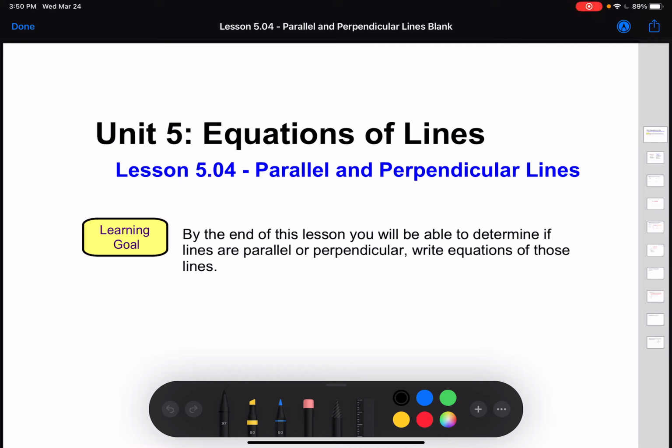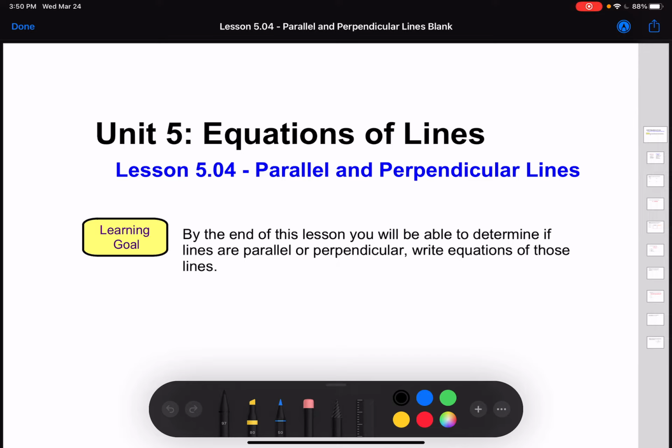All right, so let's begin looking at parallel and perpendicular lines. Just as usual with these video notes, feel free to pause at any time. I'll probably go through things a little quicker and then just pause when you need to write your notes.